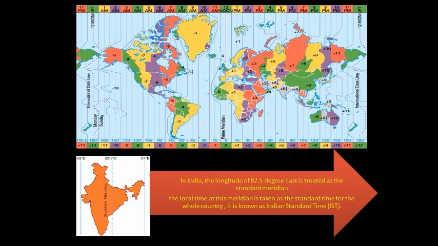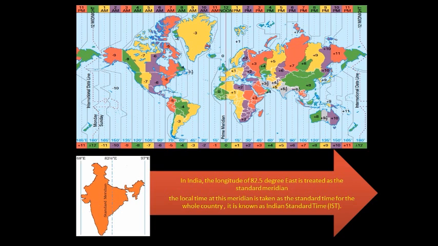We know that for every 15 degrees there will be a 1 hour difference, right? So the eastern boundary of our country, that is 97 degrees east longitude, is 1 hour ahead of IST, and the westernmost boundary, 68 degrees east longitude, is 1 hour behind IST. So both the western end and the eastern end differ by 2 hours.